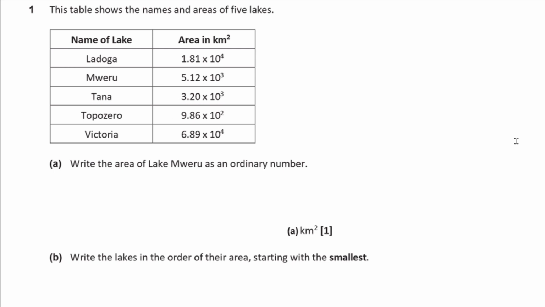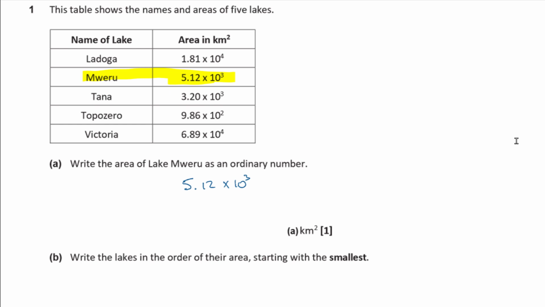Question 1. This table shows the names and areas of 5 lakes. Well, not heard of many of these. Ladoga, Muero, Tana, Topozero, Victoria. Part A says write the area of Lake Muero as an ordinary number. So here's Lake Muero, and you can see that in standard form its area is 5.12 times 10 to the 3.